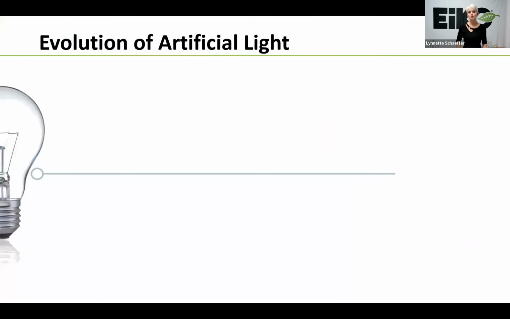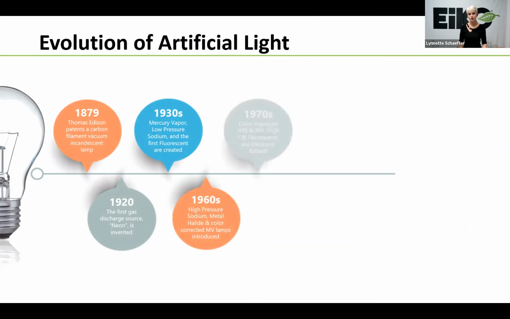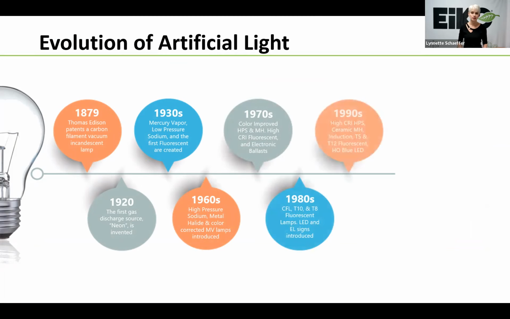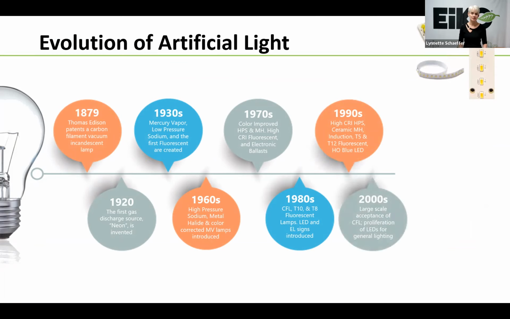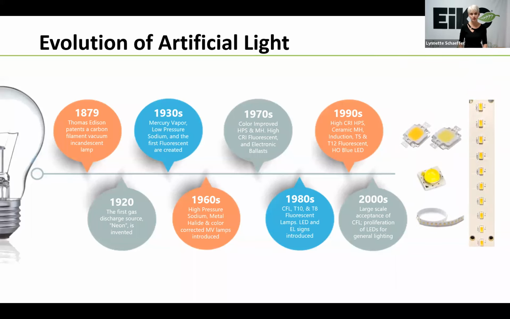So as I mentioned in part one, artificial light sources date all the way back to 1879 when Thomas Edison created the first incandescent lamp. Now, of course, additional sources such as mercury vapor, low pressure sodium and fluorescence all made their first appearance in the 1930s. Lighting technologies began to be refined in the 70s and 80s, and then in the 90s is when LEDs actually got started.